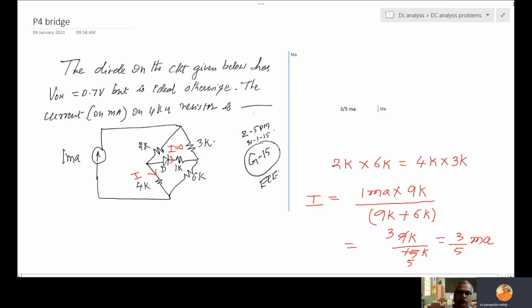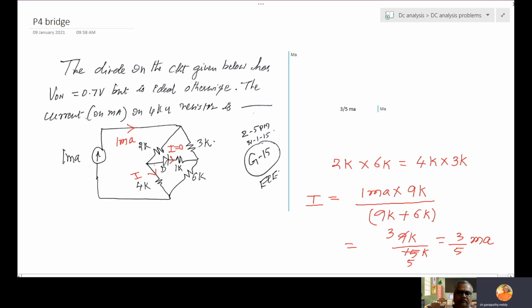What is current in 2K? Same. What is current in 3K? 1 milliampere minus 3 by 5. So all other things we can do, but current through diode is 0. What is the total current here? 1 milliampere. Whatever may be the resistance, this current is 1 milliampere because it is a current source. So current source always gives the same value of current.